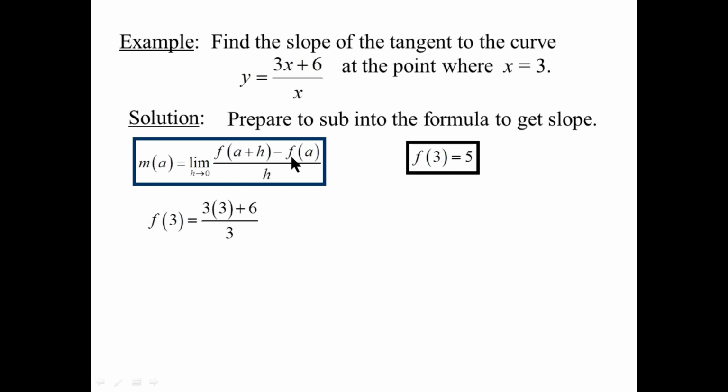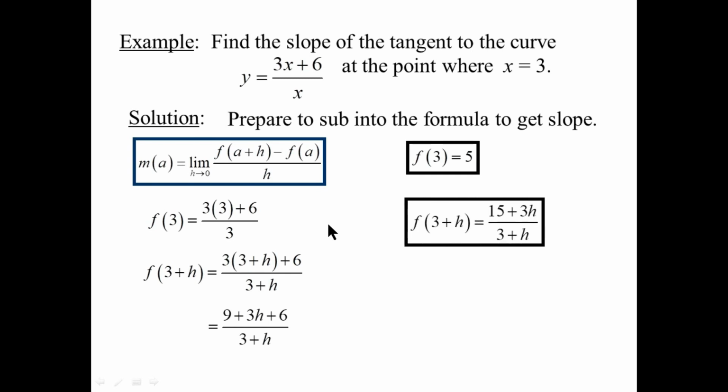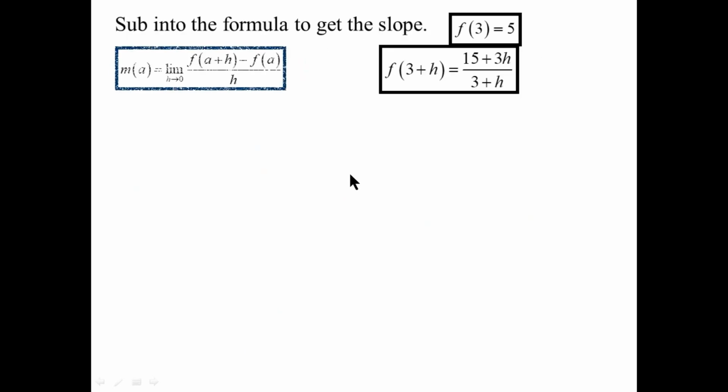And now we need f of 3 plus h. F of 3 plus h means plug in 3 plus h for x. So x became 3 plus h. And doing the pretty simple math. So we have f of 3, and we have f of 3 plus h. And we have our formula, and so we're going to plug those into the formula.